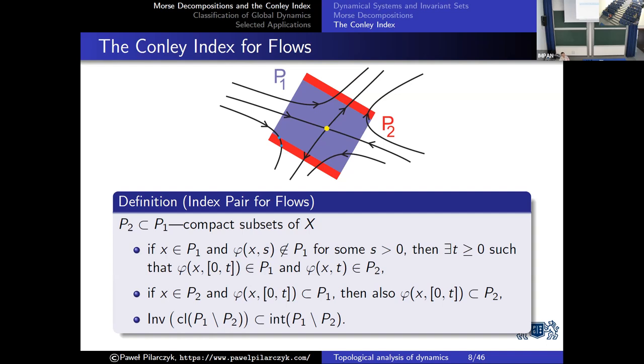Well, it may turn out that inside this exit set there is still some invariant set, but we don't worry about this. The purpose of the exit set is to capture how the points exit this isolating neighborhood.